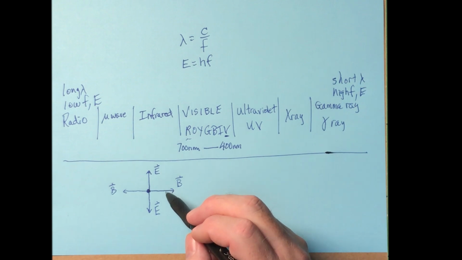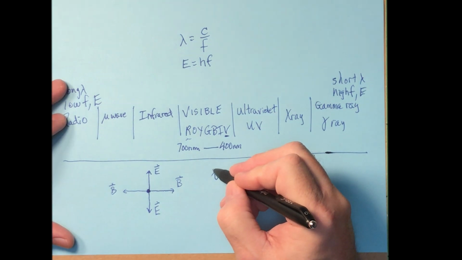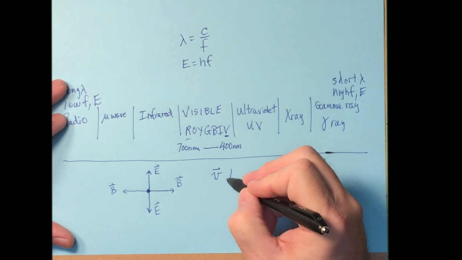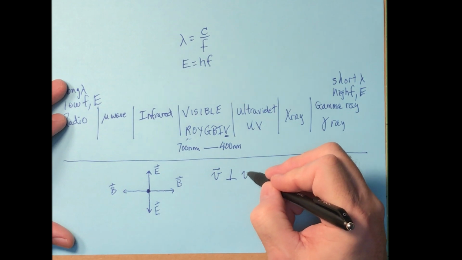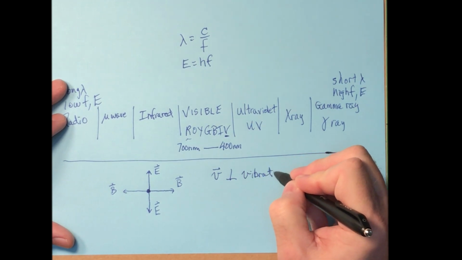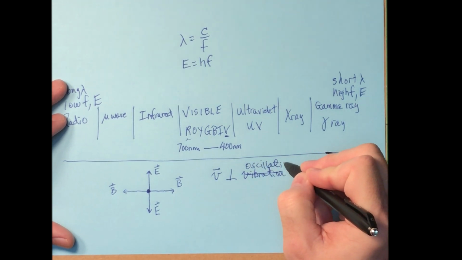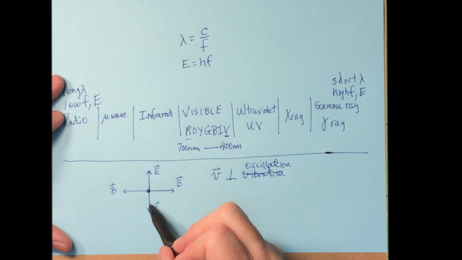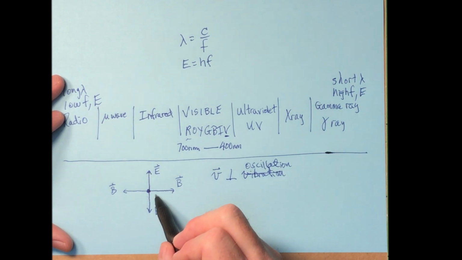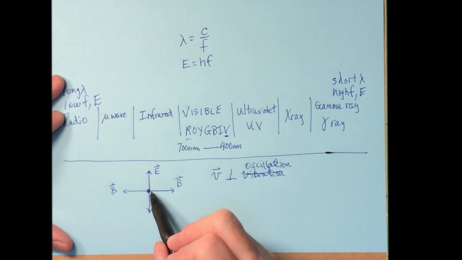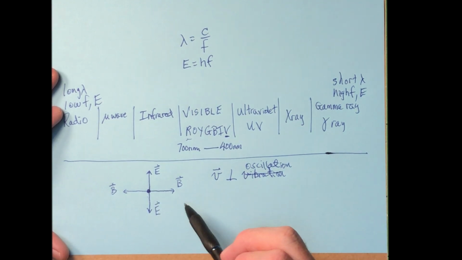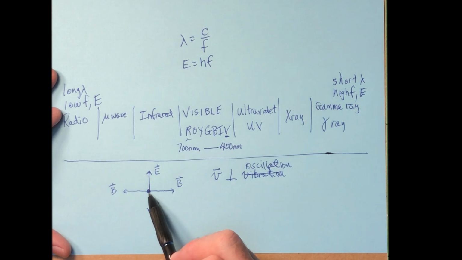Now, light itself is considered a wave. It's a transverse wave. The direction of the velocity is always perpendicular to the vibration, or in other words, the oscillation. Now, what does that mean? I told you that the electric field and the magnetic field are always perpendicular to each other. Well, both of those are always perpendicular to the direction of travel. So we're talking 3 dimensions here. The direction of travel then is going to be, in this case, out of the board.